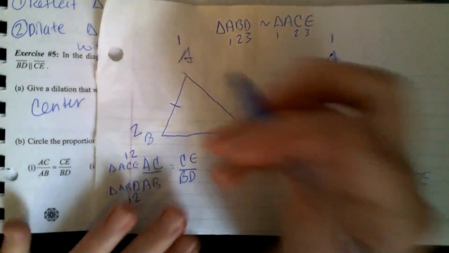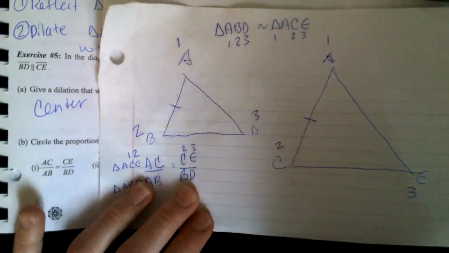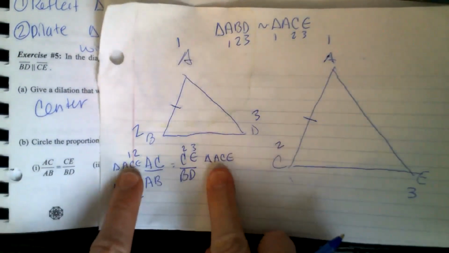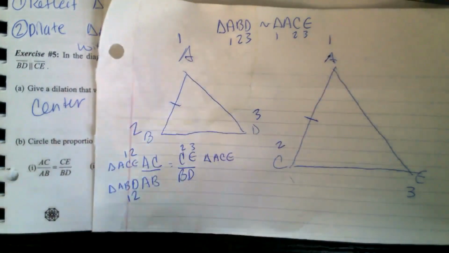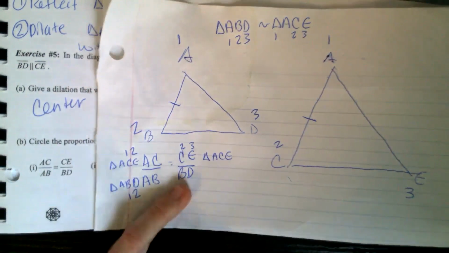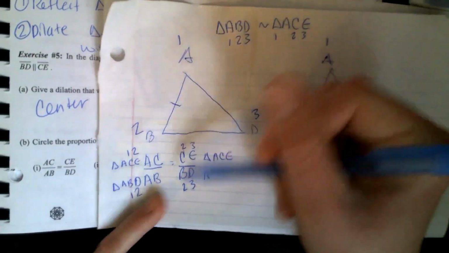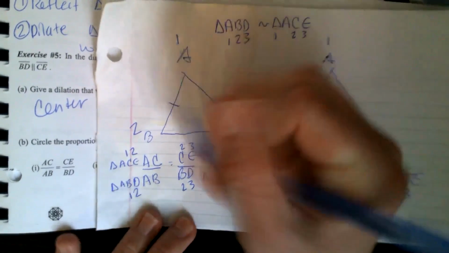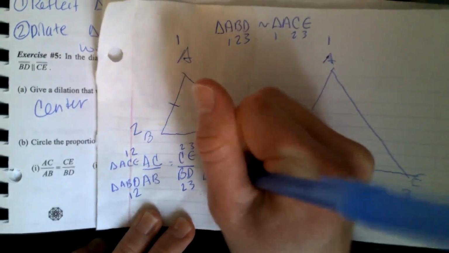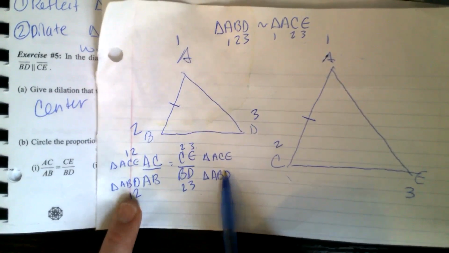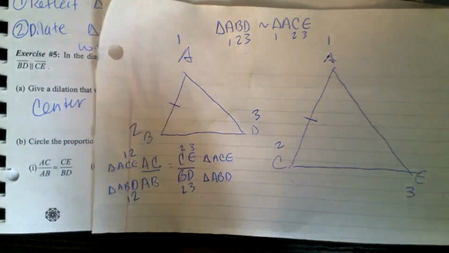Now CE is 2, 3, and that is from triangle ACE. So we have both sides from triangle ACE, so those match up. And then we have BD here, which is 2, 3, from triangle ABD. So we have ABD and ABD, so those match up. Since everything matches up, that one is true. We are looking for the incorrect one, so that is not the answer.